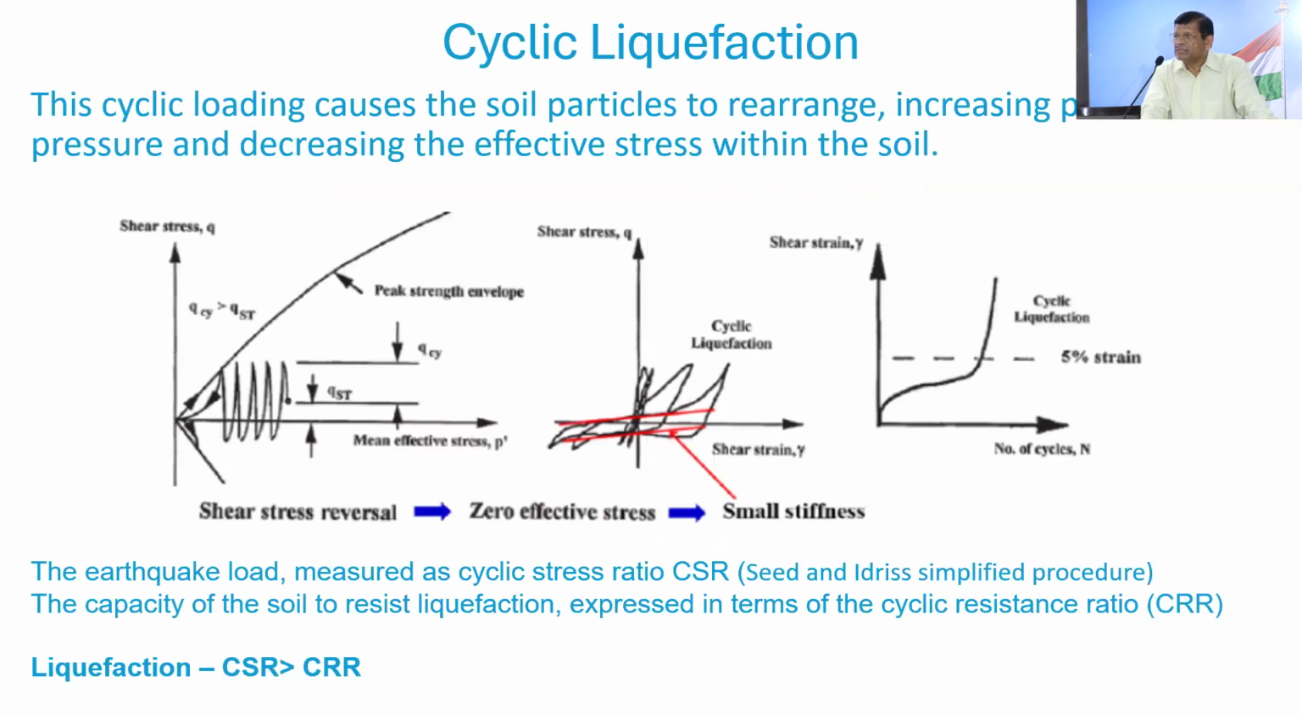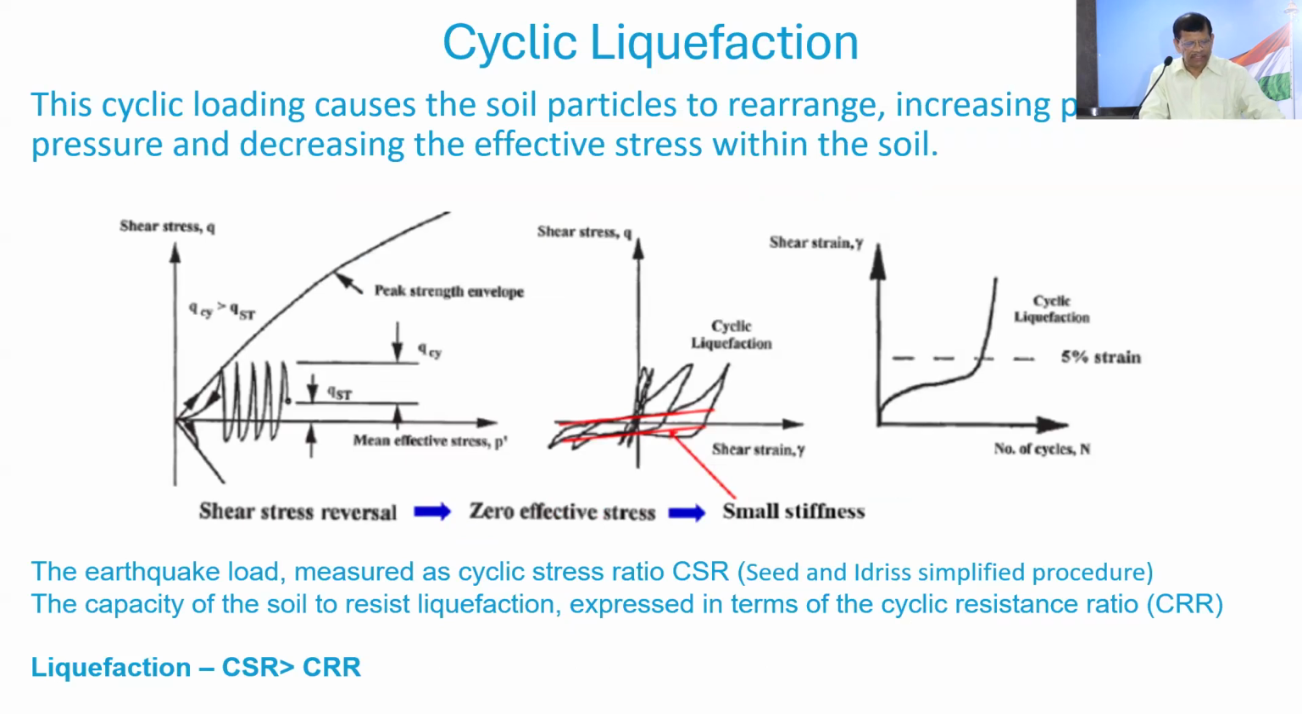This is called cyclic liquefaction. Earlier we saw how static liquefaction occurs, and cyclic liquefaction is where you see the time history going up and down, up and down, up and down. This particular model is mostly coming from the lab. In the lab we actually simulate that, and most of these parameters are coming from the lab.